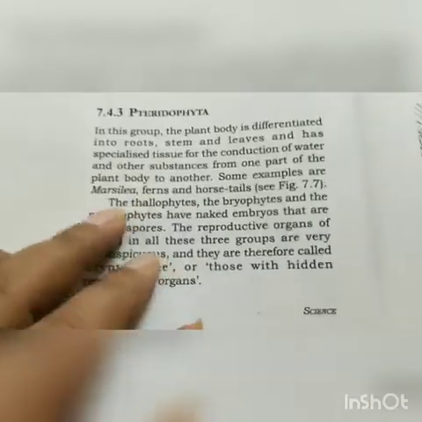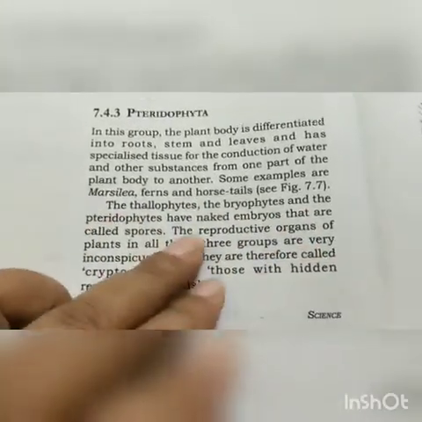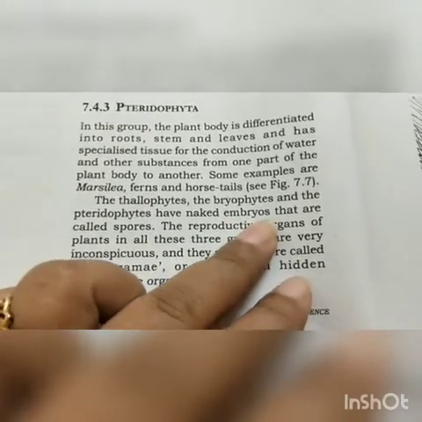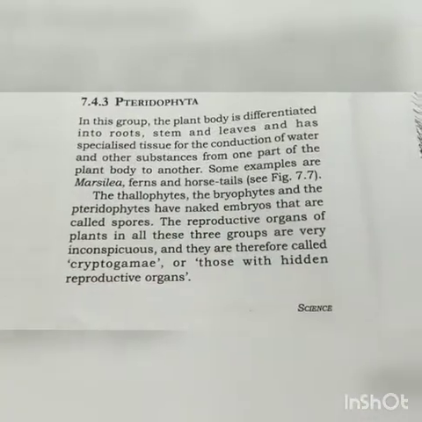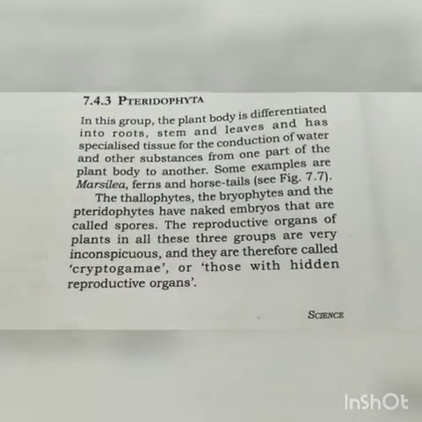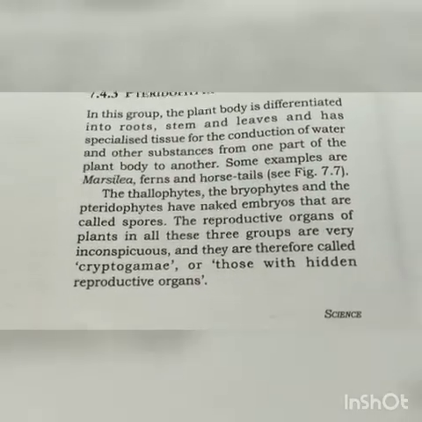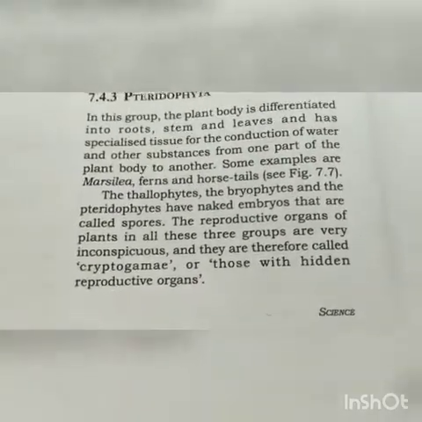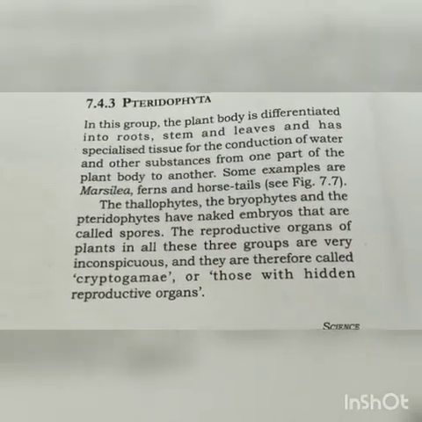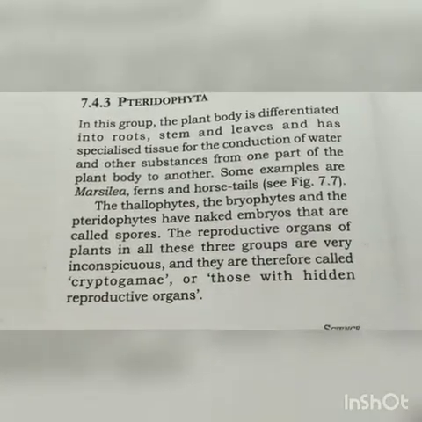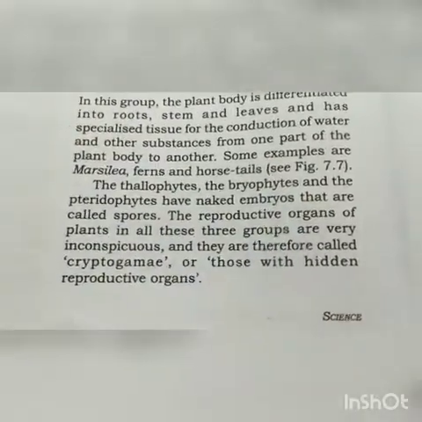They are bearing seed-like structures. The Thallophyta, the Bryophyta and the Pteridophyta have naked embryos. Okay, they are having naked embryos. Embryo means we can say seed, but it cannot be called a complete seed. It is called spores. They are forming spores. It's like a seed, but very soft, very delicate. If you touch it, it will break down. But that is the naked one, meaning they are not under any cover.